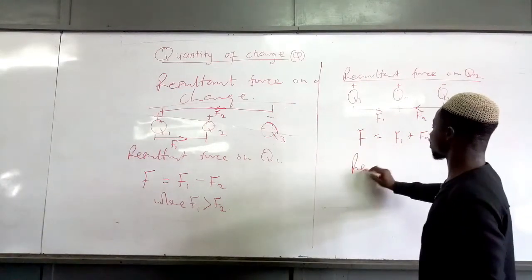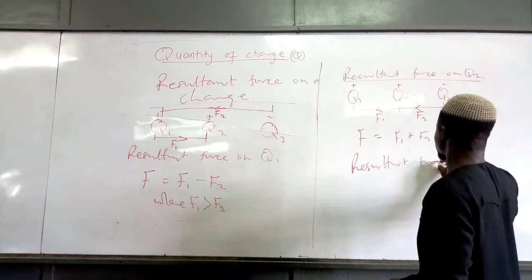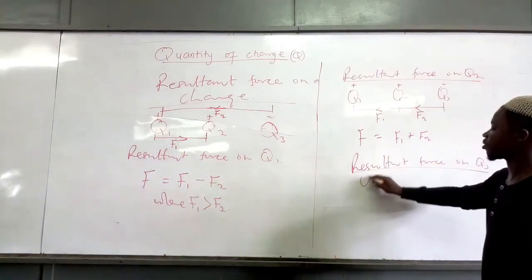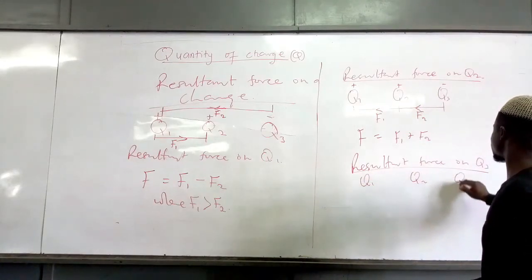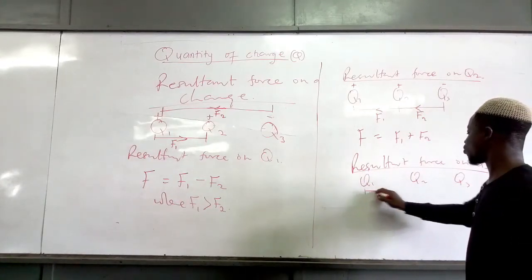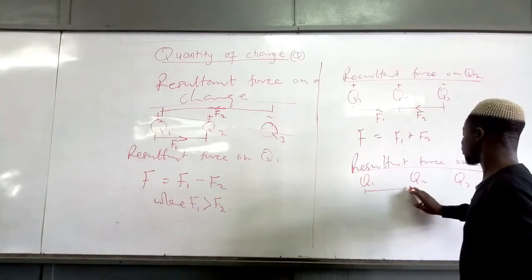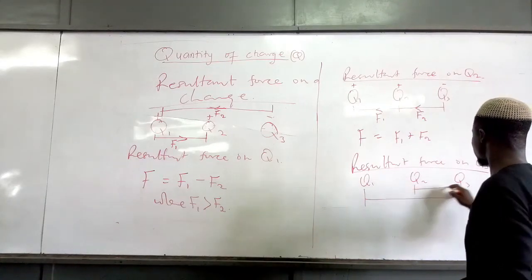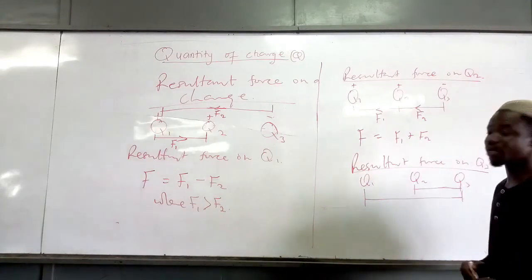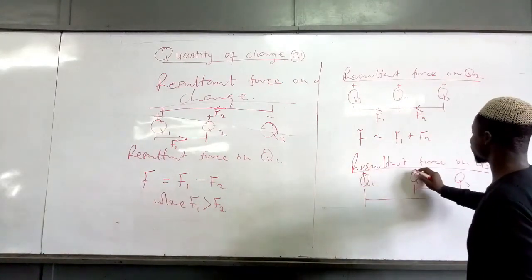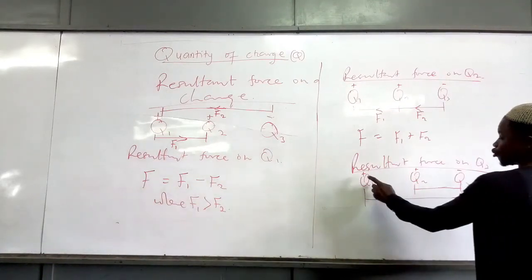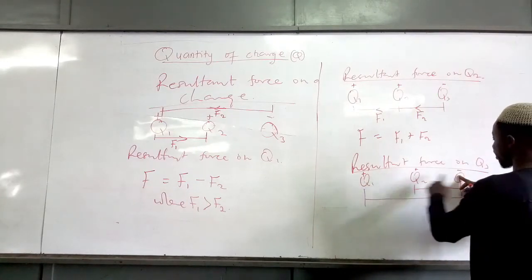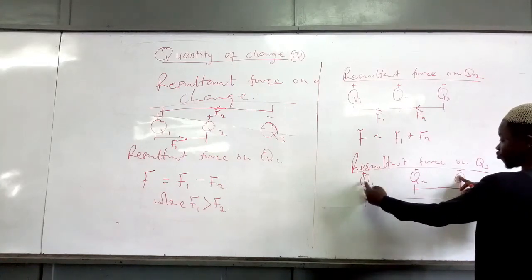The last one, resultant force on Q3. We are looking for the resultant force on Q3. So we sketch them Q1, Q2, and Q3. Between Q1 and Q3 is like this, and between Q2 and Q3 is like this. So let's look at the direction of the forces. This charge is positive, this charge is positive, and this is negative. So between Q1 and Q3, there will be attraction. Q1 and Q3, attraction. So this charge will be dragged towards this one.